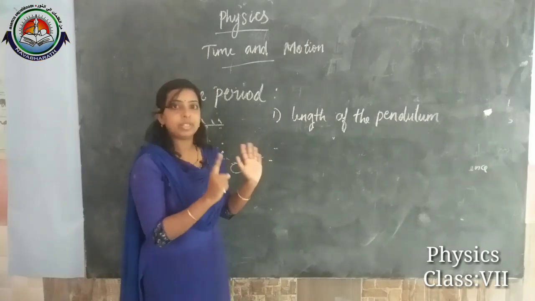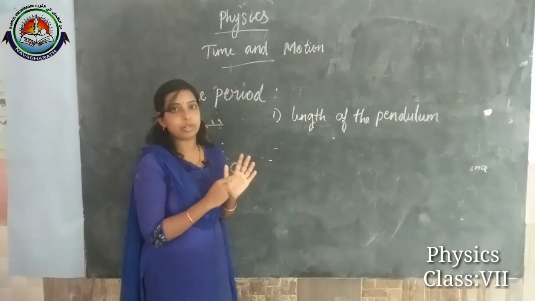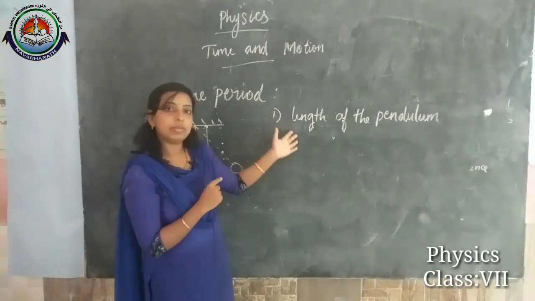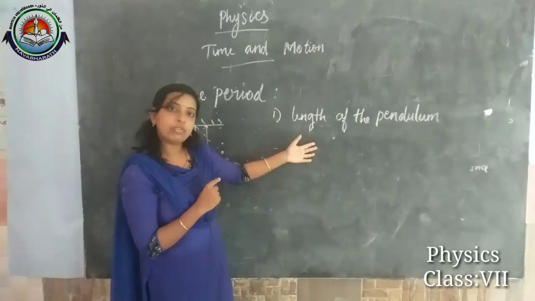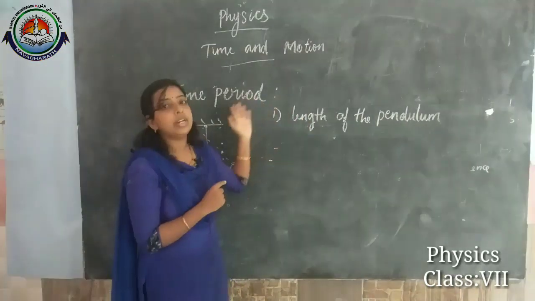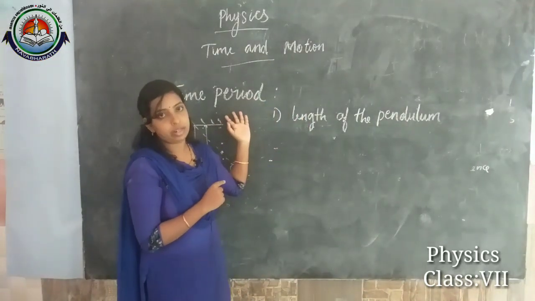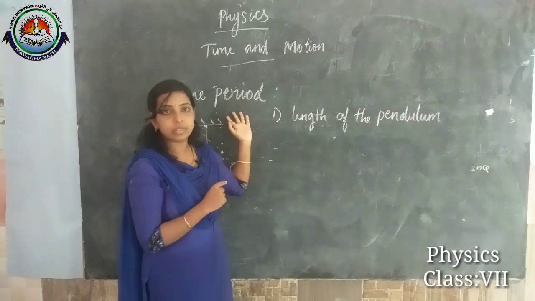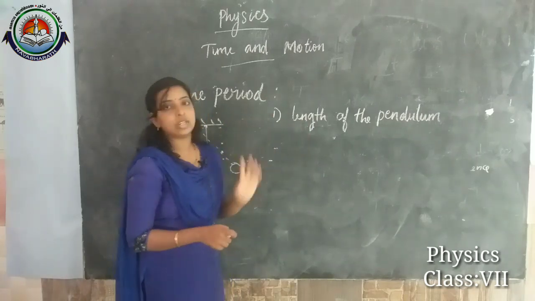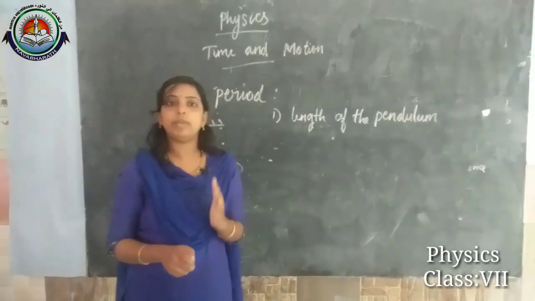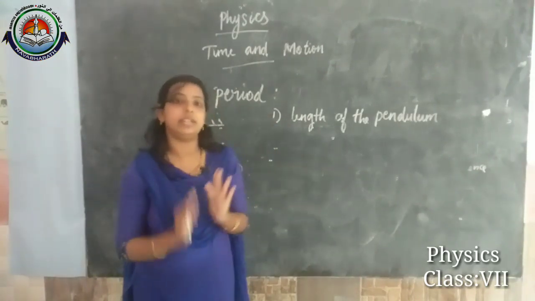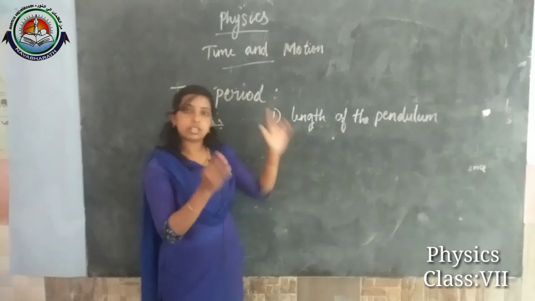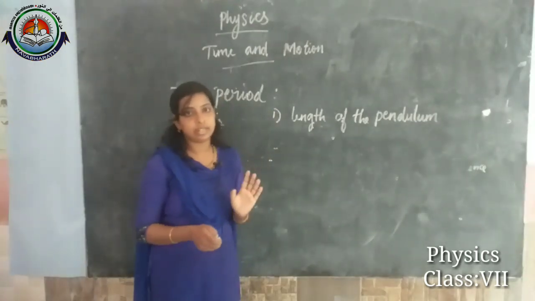So this is how the time period depends on the length of the pendulum. When the length of the pendulum increases, the time period also increases. When the length of the pendulum decreases, the time period also decreases. Are you clear? So that's all about the first case. We can say that the length of the pendulum and the time period are closely related to each other. When length increases, time period also increases.